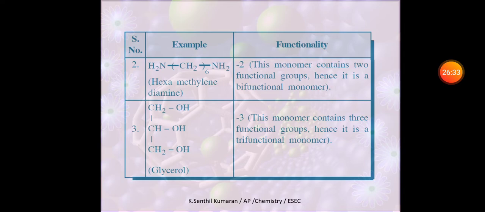Next, glycerol. Glycerol has 3 OH groups connected to 3 different carbon atoms. So here the number of functional groups is 3, so the functionality is 3. This monomer contains 3 functional groups, hence it is a trifunctional monomer.